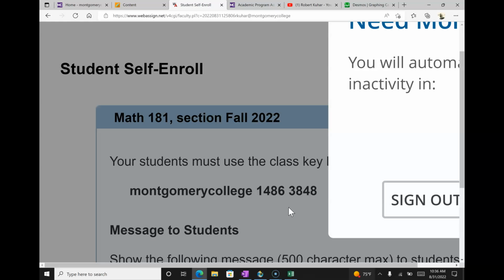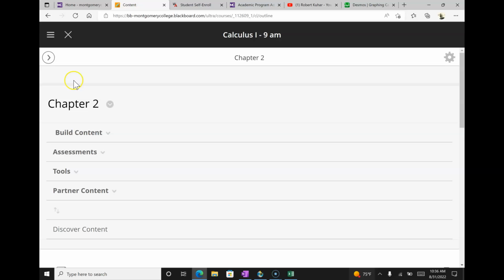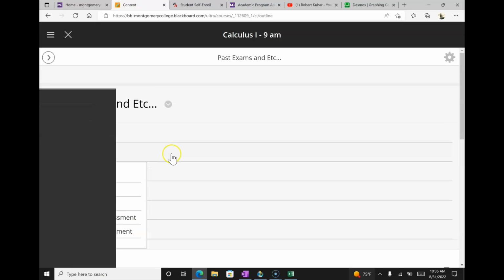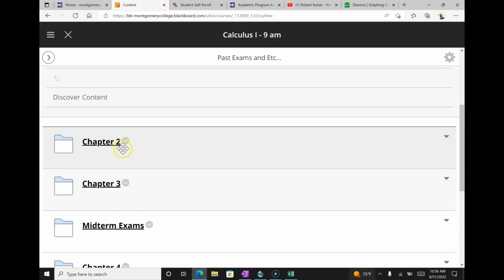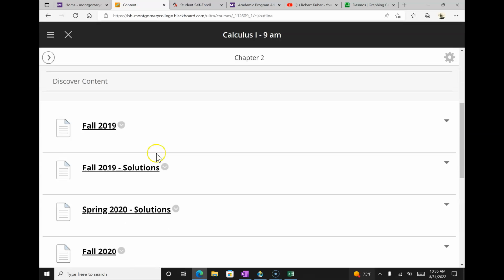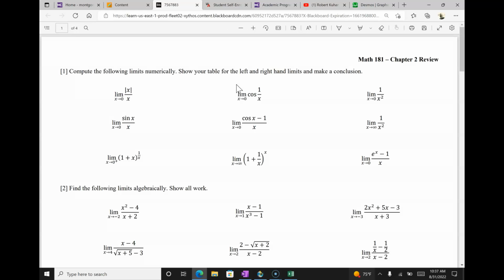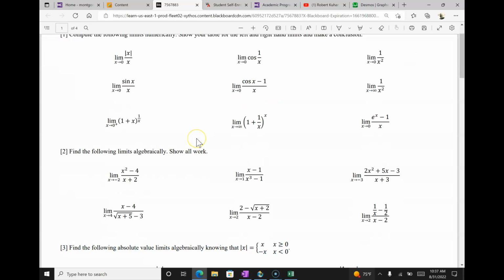Yeah, I'll show you. So if I'm in Blackboard, I can see on the sidebar past exams. And everything we're doing right now is in chapter 2. So if I open chapter 2, I see old quizzes and I see my chapter 2 review. If I open the chapter 2 review, question 2 is algebraic limits. Okay? Thanks. All right, good. You're fine. You okay?